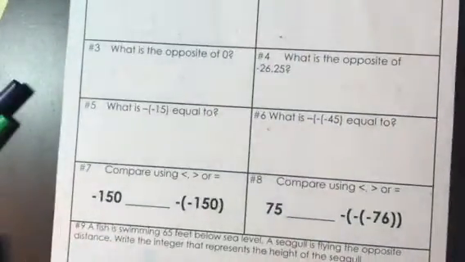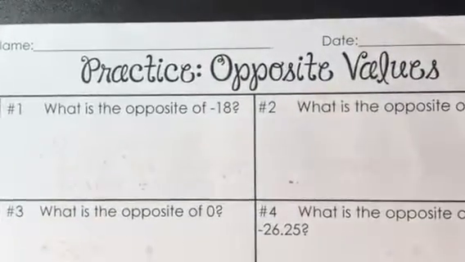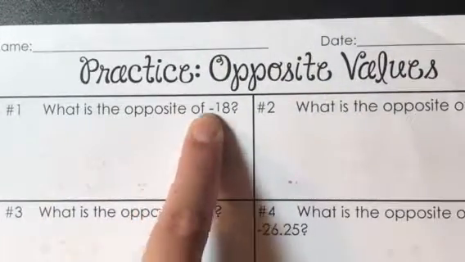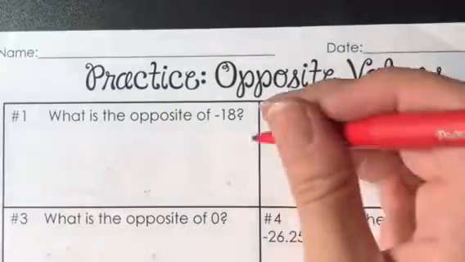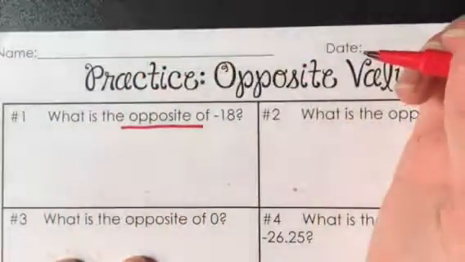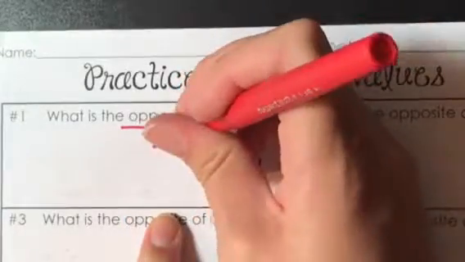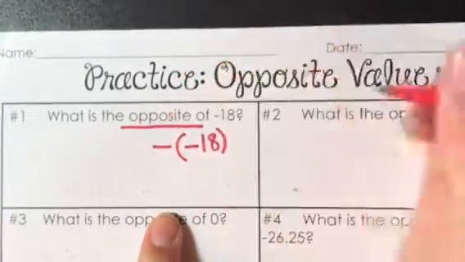Problems on the back, but since this is so new, I'm actually going to go through some of these problems with you guys. So we're going to start at the top. What is the opposite of negative 18? So it says the words here, if I were to rewrite this, it would look like this: the opposite of negative 18.